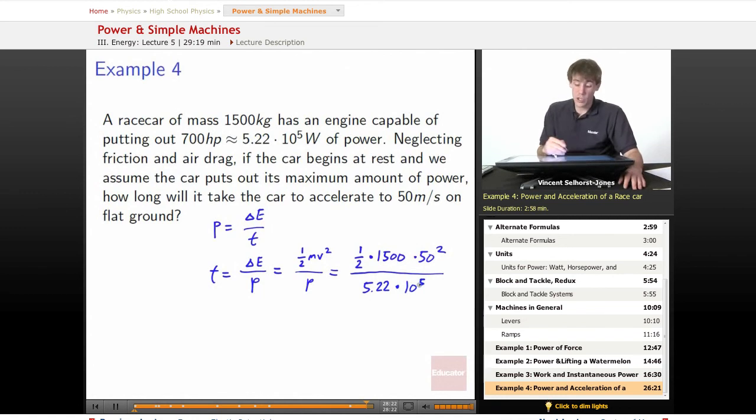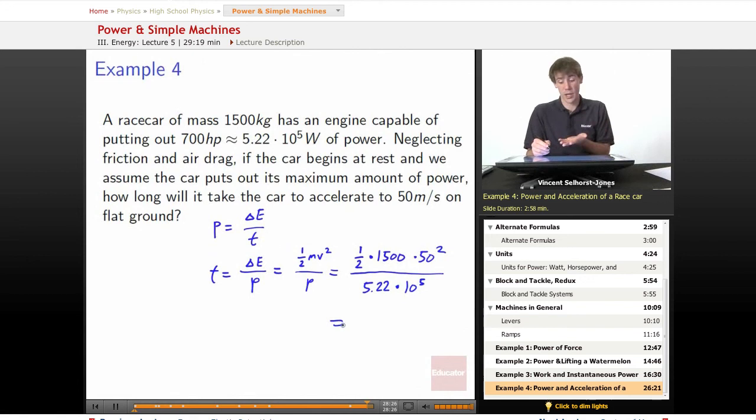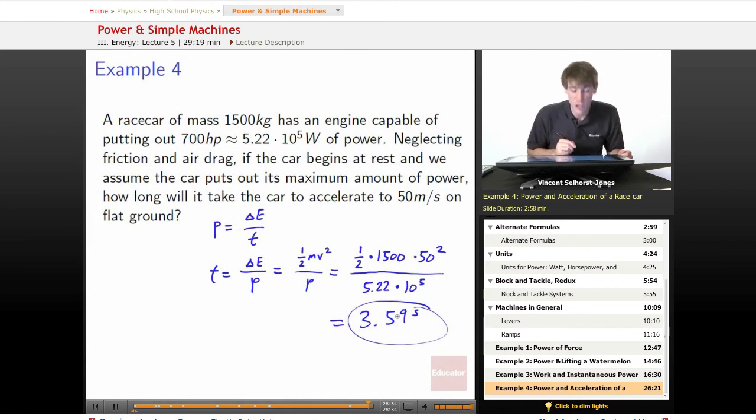Okay, we solve that using a calculator. That's complicated arithmetic to do by hand, but luckily we've got calculators. And that gets 3.59 seconds. And that tells us how long it would take that car to accelerate from a dead stop to going at 50 meters per second. And if you happen to live in America and you're wondering how fast that is, that's equivalent to 110 miles per hour. So 3.59 seconds to get to 110 miles per hour or 50 meters per second, that's pretty darn good, and explains why race cars are so powerful.